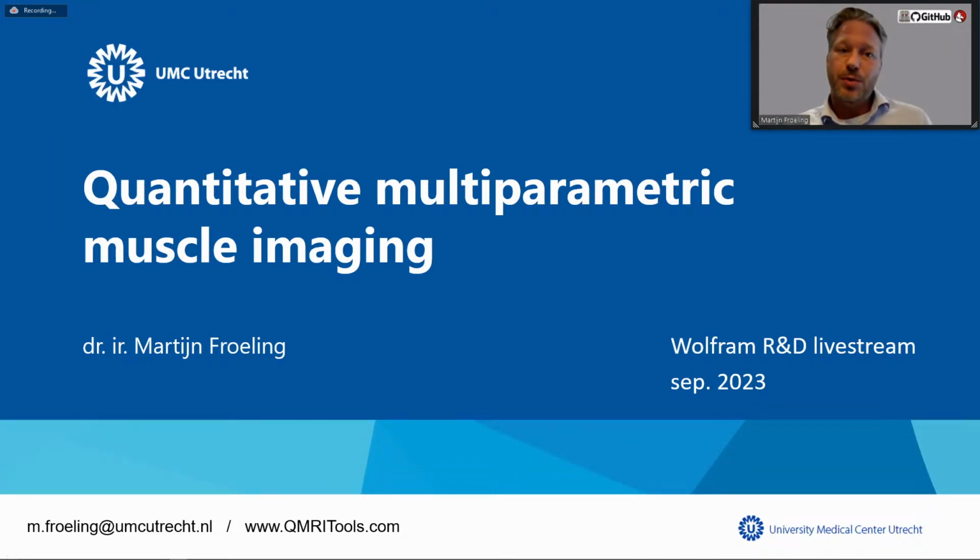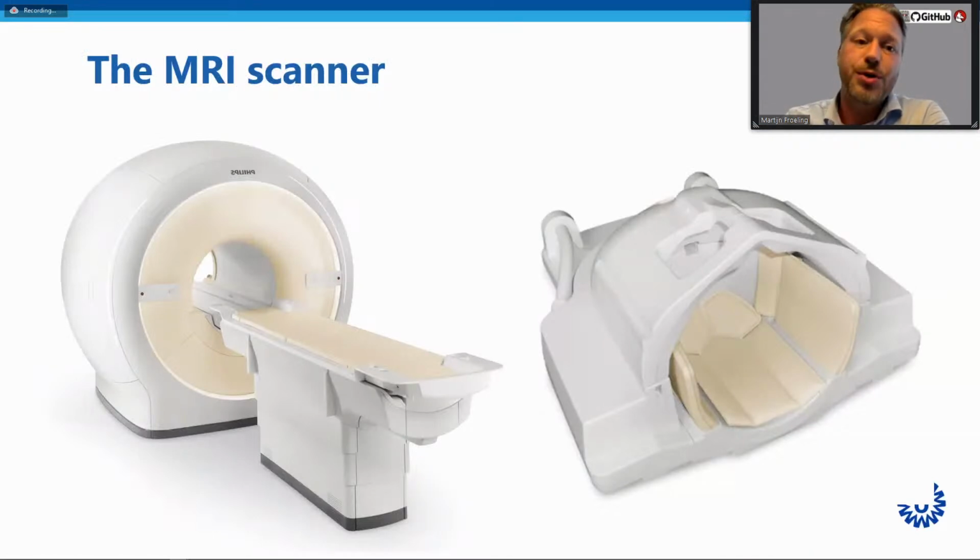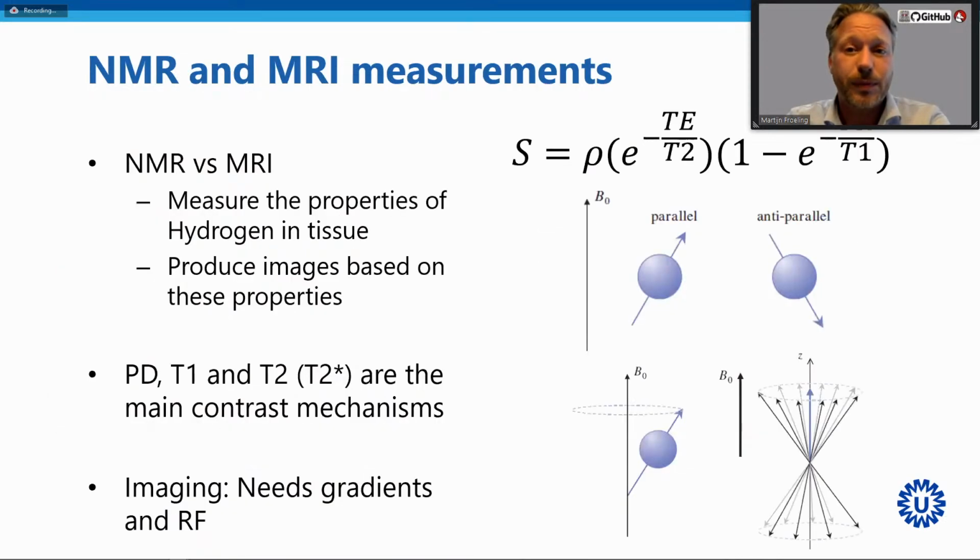So in my research, I do quantitative multiparametric muscle imaging. For that, I use an MRI scanner, which is basically a big magnet. We place our subject into the MRI scanner, and then we put something on top of the person. This is shown over here, which are actually radio frequency coils, antennas, that we use to send out radio waves, and we collect back. And from that, we generate MRI images.